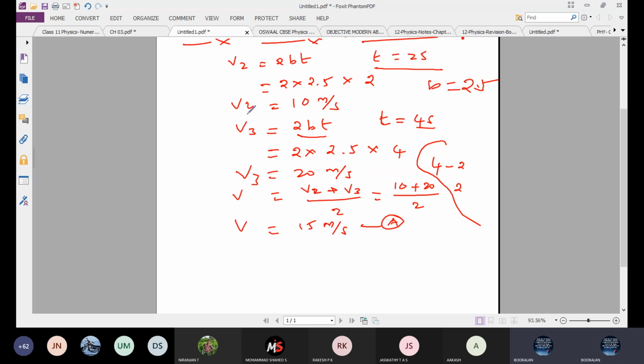Like that, V2 value 10, V3 value 20. 10 plus 20, the time difference. Starting time 2 seconds, ending time 4 seconds. What is the interval? The interval is only 2. The 2 only I applied here. Okay, 10 plus 20 divided by 2 will get 15 meter per second. Is it clear for you?